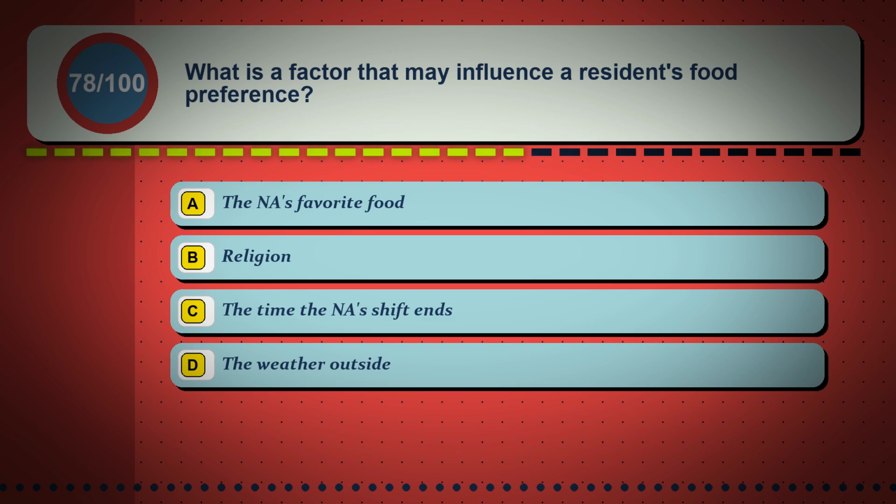Question 78. What is a factor that may influence a resident's food preference? Option A. The NA's favorite food. Option B. Religion. Option C. The time the NA's shift ends. Option D. The weather outside.